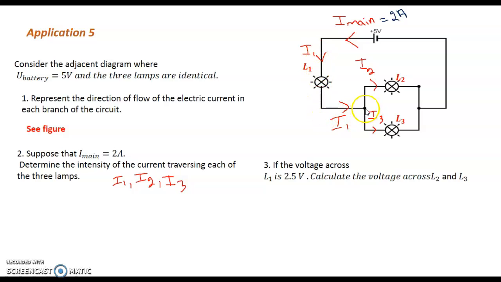Then it reaches this point in which there are two branches. It's divided between these two branches. I2, you have to show the direction, write the name. I3, show direction, write the name.